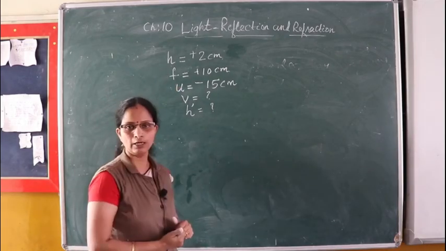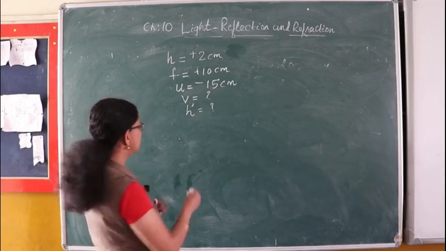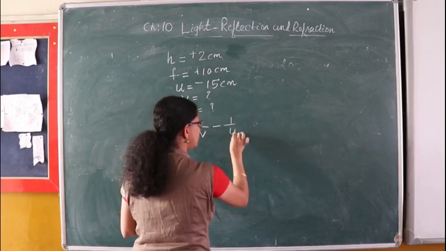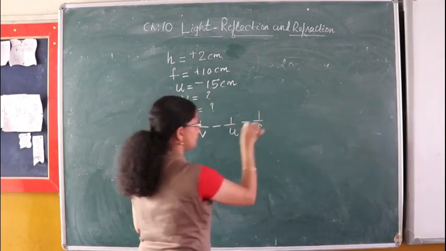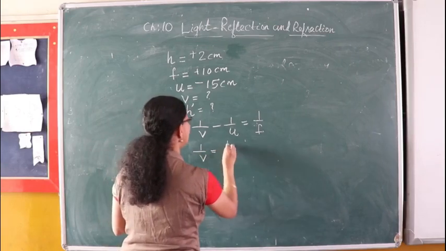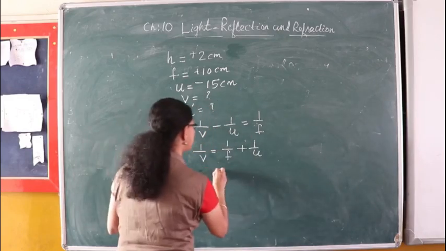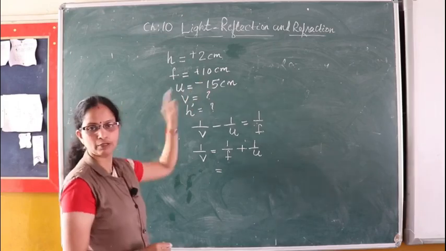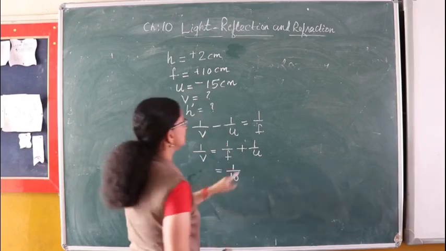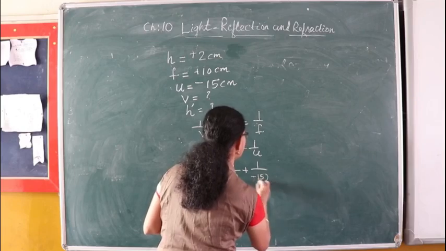Remember the formula and write it down here. Since it is a lens, we apply the lens formula, that is 1 upon v minus 1 upon u is equal to 1 upon f. And we have to find out v here. So we write 1 upon v is equal to 1 upon f plus 1 upon u. Substituting the values of f and u from the data given above, we get 1 upon 10 plus 1 upon minus 15.